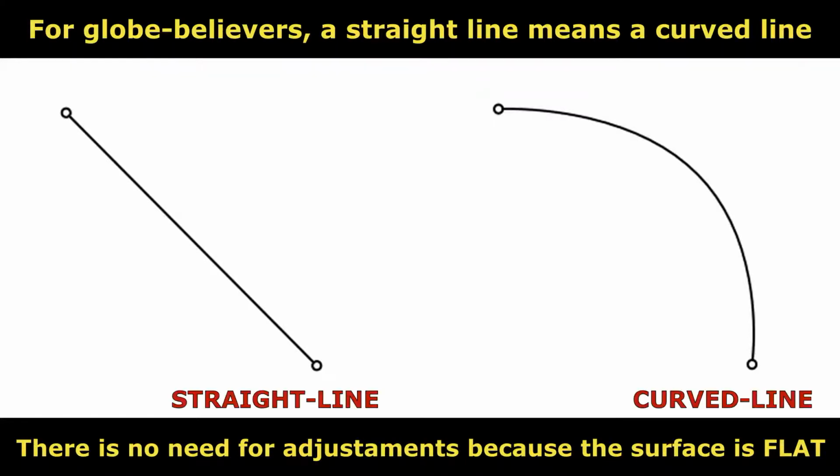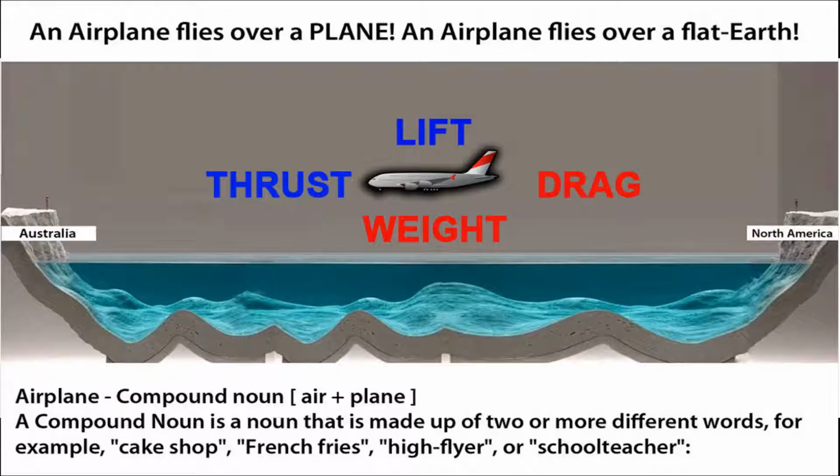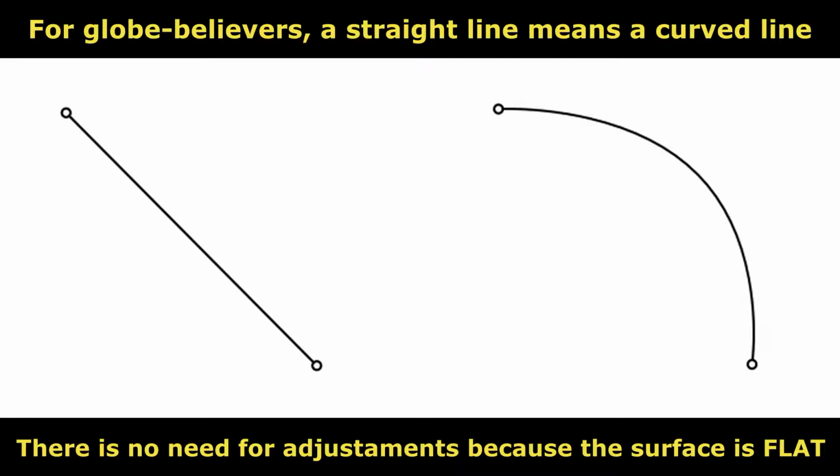For globe believers, a straight line means a curved line. I don't know what part of a straight line they don't understand, because on the left side you see a straight line. But for globe believers, when an airplane is flying a straight line, it's curving down. So I don't understand what part of a straight line they don't get. There's no need for adjustments because the surface of the Earth is flat. An airplane is designed to fly over a flat surface. That's why it's called an airplane. It flies straight and level over a flat surface. But those guys don't get it. They think that flying straight is curving down.